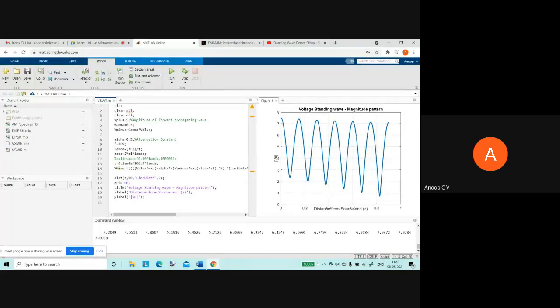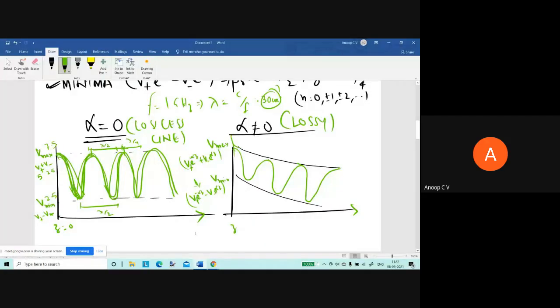In practice, yesterday we predicted it, but through simulation we actually verified it. So here again, the separation between peaks will be the same. Here, as the e power alpha Z term is not getting to unity, this maxima variation is there. So okay, that's it. I just wanted to tell you that.